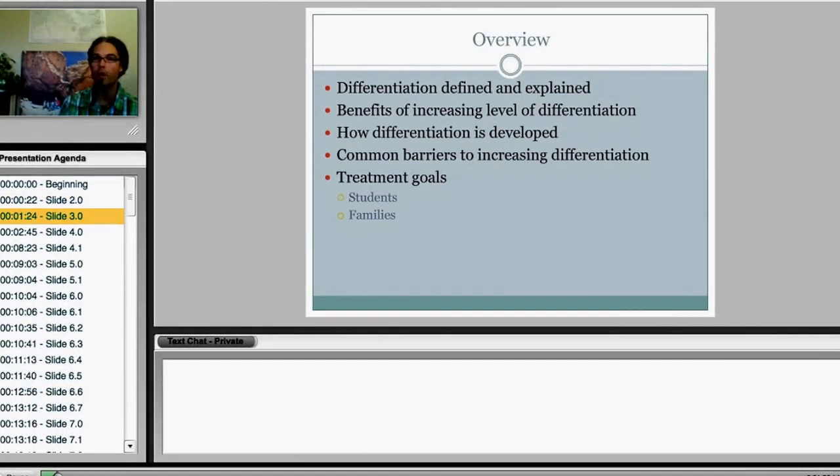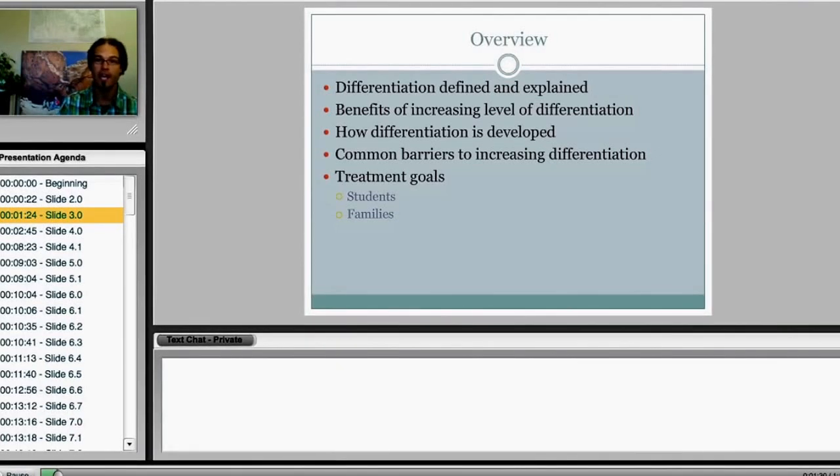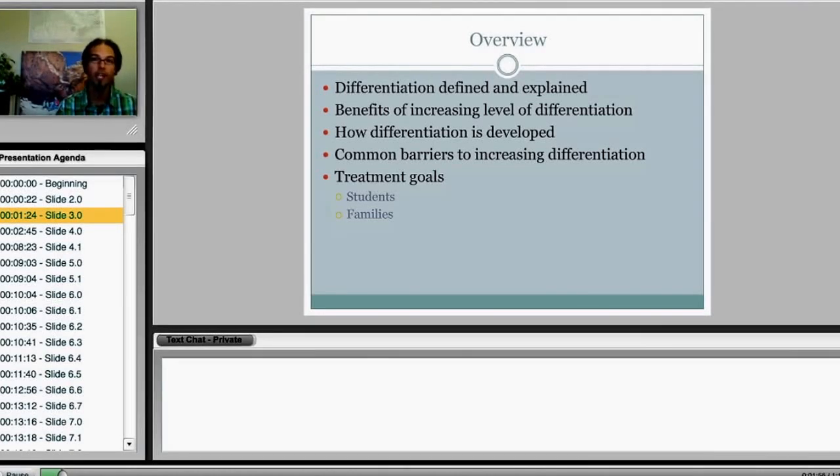So, an overview of what we're going to cover in our presentation today. We're going to talk about the definition of differentiation. I'll define that term, and then spend a little time explaining the importance of differentiation and how it applies to your family and your student, your child who is here in the program at Open Sky. We're going to talk about the benefits of increasing one's level of differentiation and why that would be important to us, and how differentiation is developed.